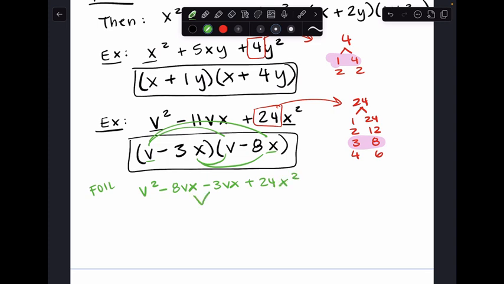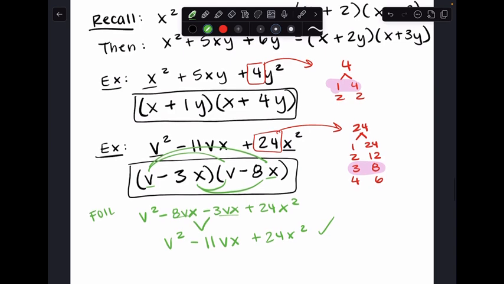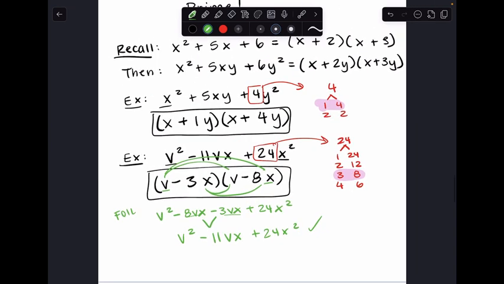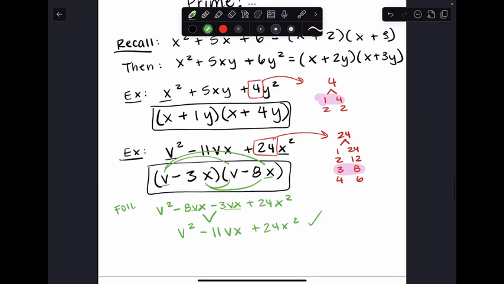The reason why I want you to put them in the same order is because when we combine them, v squared minus 8 minus 3, that gives you negative 11vx. And then you can bring down your 24x squared, which is back to where we started. So there is that special case. I forgot to mention that previously, so I had to add that in.